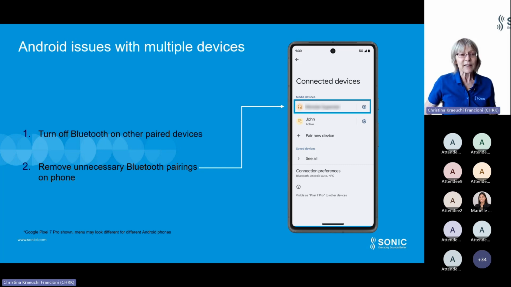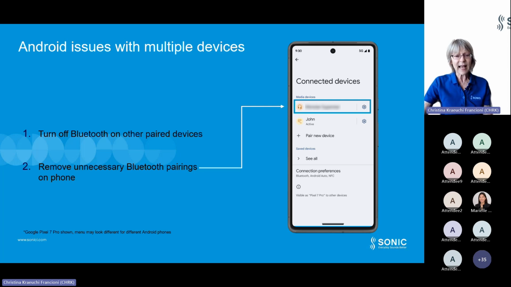If the hearing aid user with an Android phone has issues with multiple devices, then usually they can be solved in the following way. First, we turn off Bluetooth on other paired devices which are connected. So the client should turn off Bluetooth on other paired devices if it is required for the client to be paired to more than one device, such as maybe he has a phone in private and he has a phone at work. So when he is at work, he should actually remove the phone for private use.